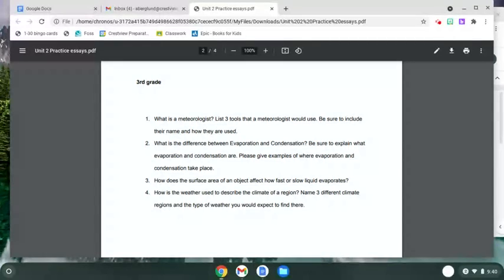So these are your 4 short answer essay practice questions. Again, you're writing your response to these, and then you're going to hold on to these in your journal. Use these as study tools.